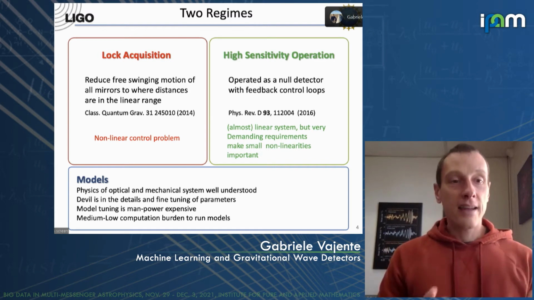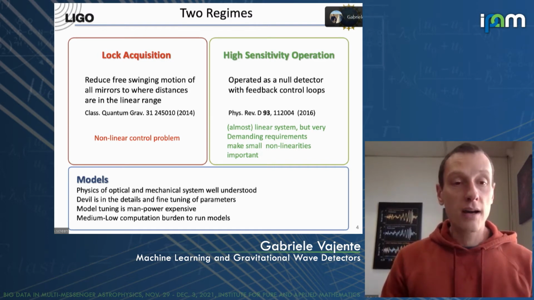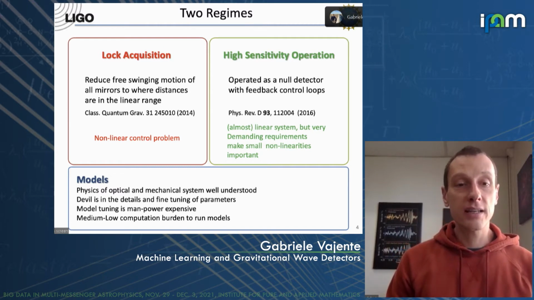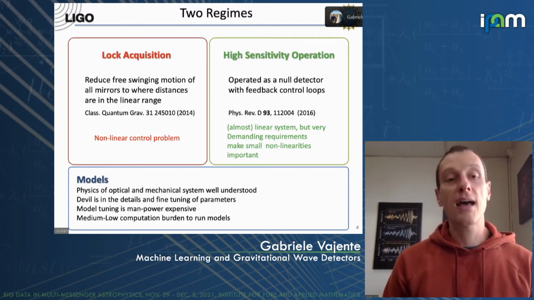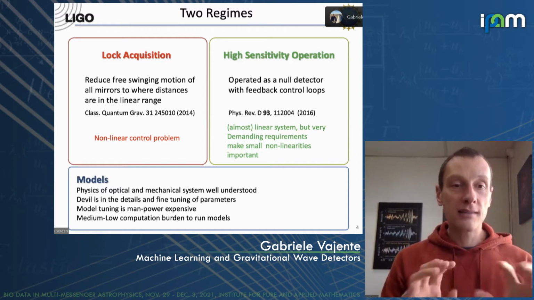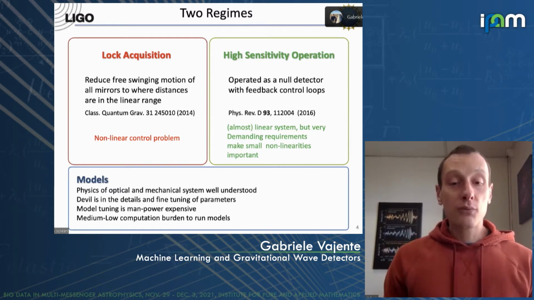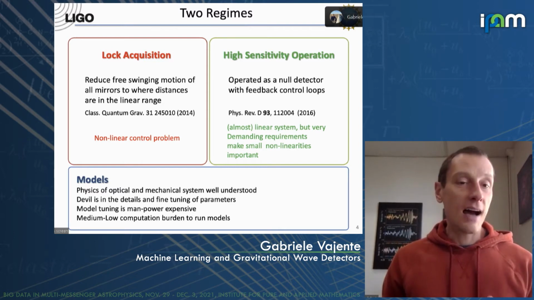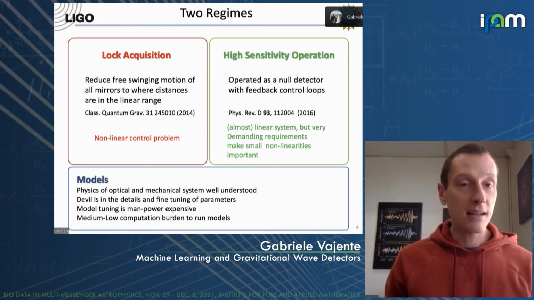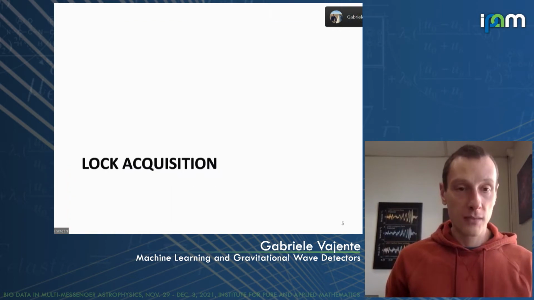So I would like now, in the rest of the talk, to try to give you an idea of how machine learning could be used, or has been used, to tackle problems in those two cases. Let me start with lock acquisition, which is the one where there aren't really many results, but just to give an idea of what we could do.